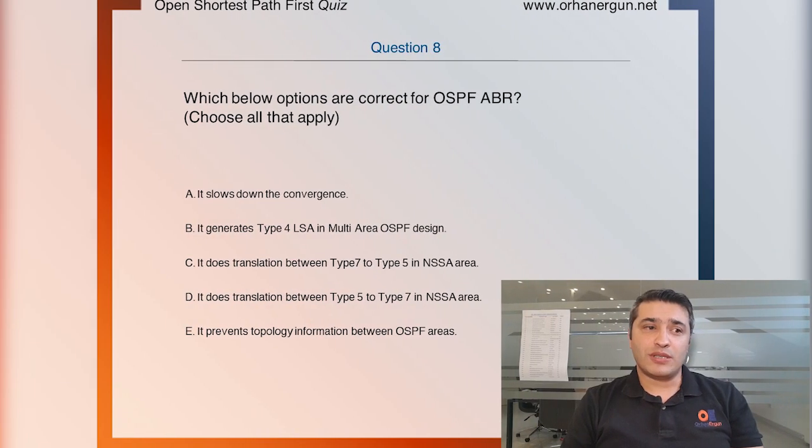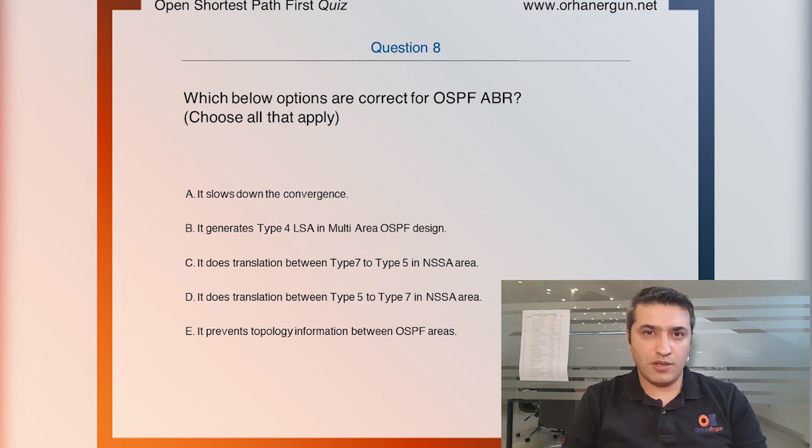Which of the options below are correct for an OSPF ABR? So choose all that apply again. I didn't say choose 2, choose 3. So let's have a look at which ones are correct. It might be all, it might be just 4 of them. Let's see. It slows down the convergence. Yes, if we have an ABR, it slows down the convergence. How much slowness it brings, we don't know exactly. We cannot say this amount, but some extra amount.